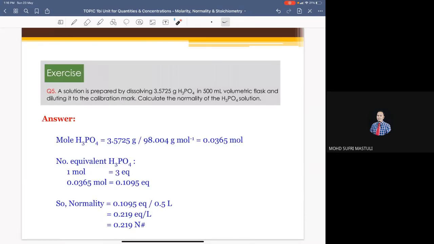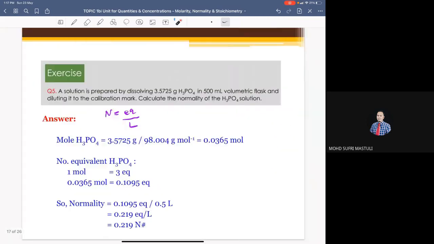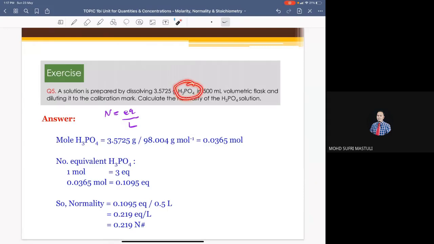So first we want to calculate this one using the formula of N equivalent per liter. We have to calculate the mole of the acid, so the mass over the molar mass. The molar mass of H3PO4 is 98, and then you can get the mole number.